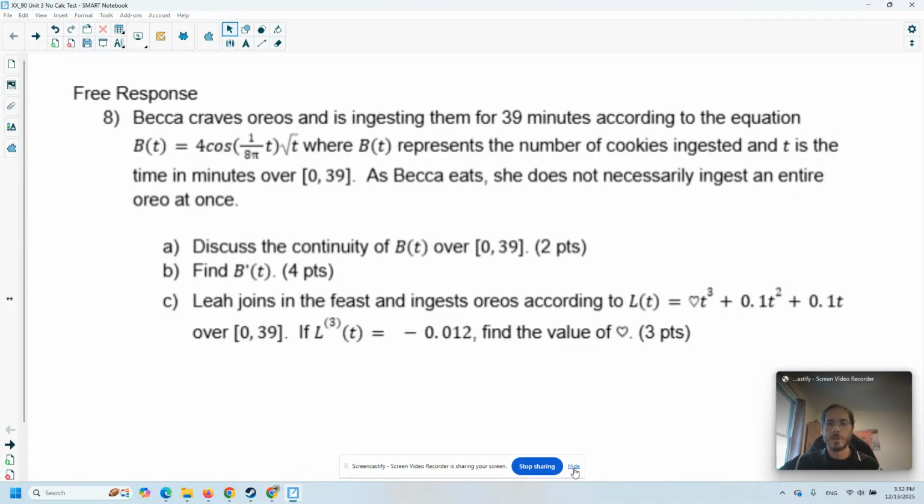All right, so this is the Unit 3 test. Not everybody had taken it yet, so I got them back, but now everybody's taken it, so now you can see the answers. This is our Becca operation.